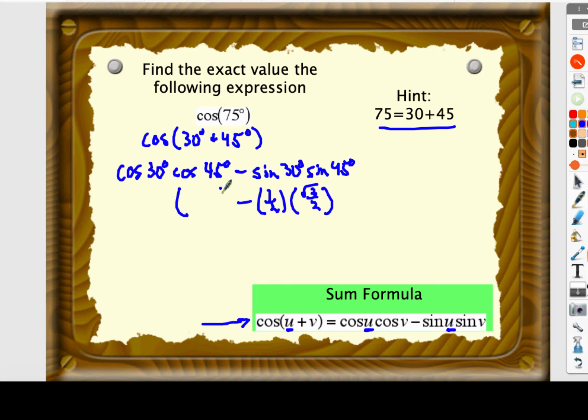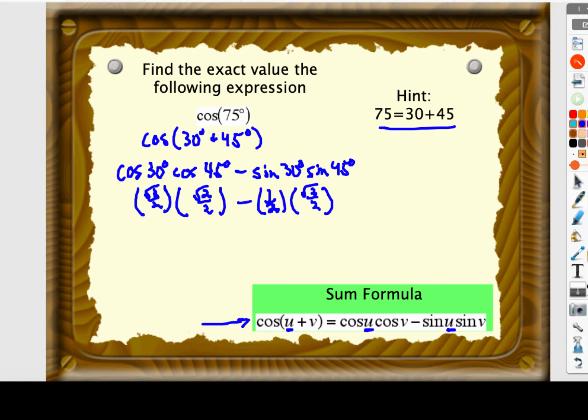Cosine at 45 degrees would also be root 2 over 2. And the cosine at 30 degrees, well, if you remember, the sine at 30 was 1/2. The cosine is the other relationship, so it's root 3 over 2. Again, if you need to look that up on a unit circle, you can definitely do that. We're very familiar with those angles, though.